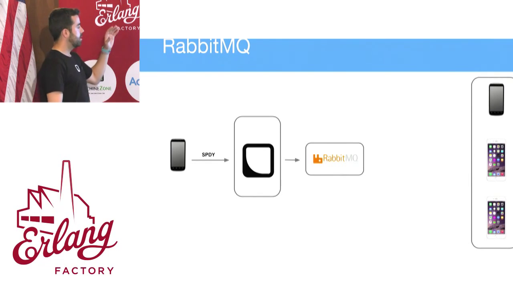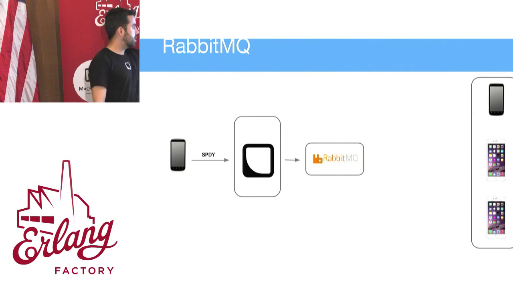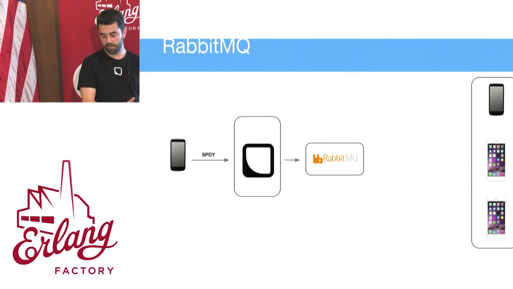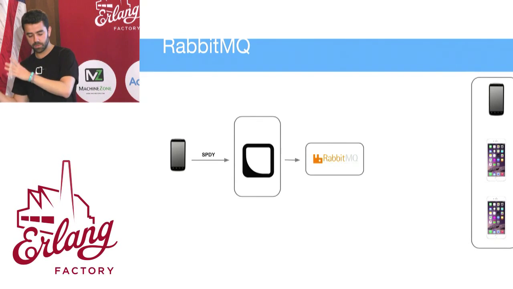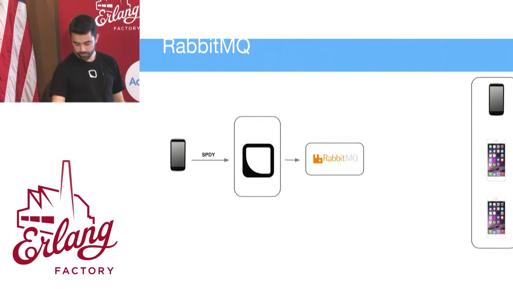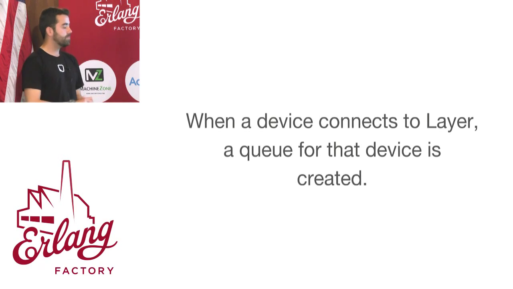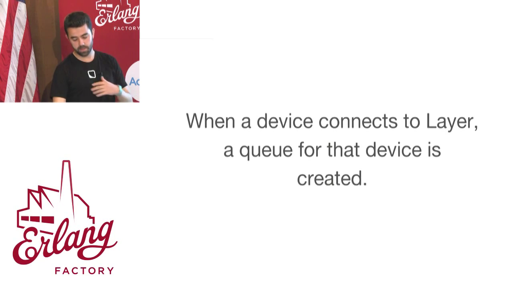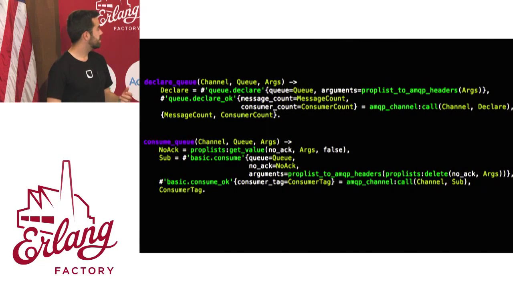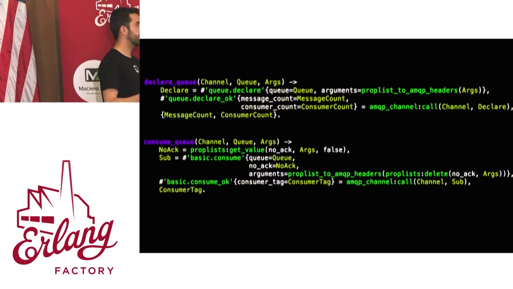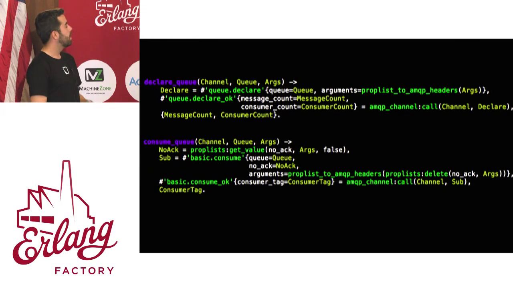We've got a sender device here establishing a SPDY connection to our server. That server happens to have a connection, and obviously channels, to RabbitMQ. And then when a device connects to Layer, let's say a recipient for that conversation, a queue for that device gets created. Okay? So this is how things look. Super, super simple again, all talking AMQP client by the RabbitMQ guys.